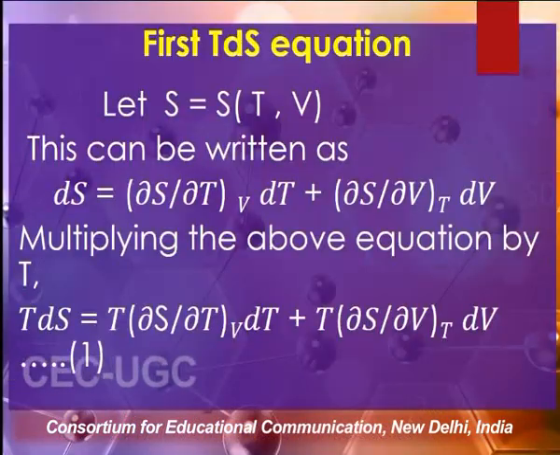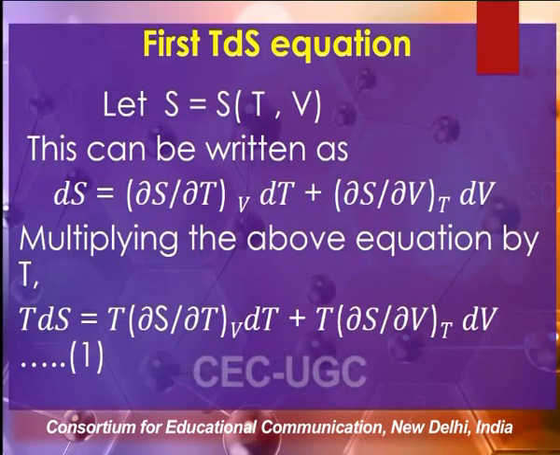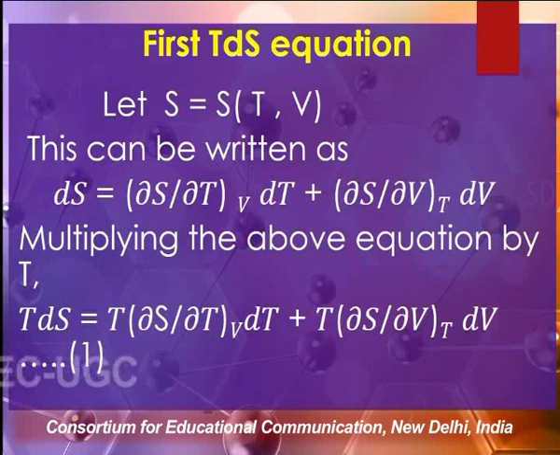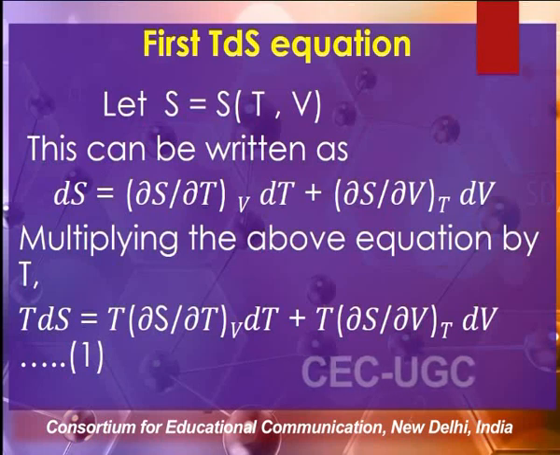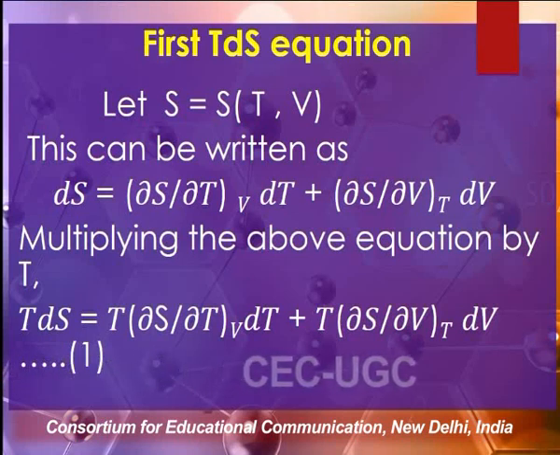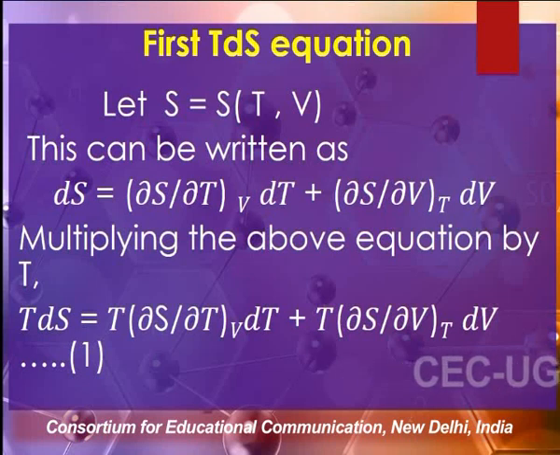To derive the first TdS equation, let us take entropy as a function of temperature and volume, where temperature and volume both are independent of each other. Then by simple consideration, it can be written as dS is equal to (∂S/∂T) at constant volume dT plus (∂S/∂V) at constant temperature dV.